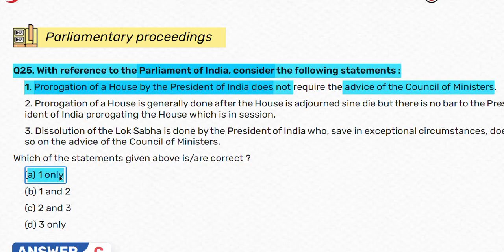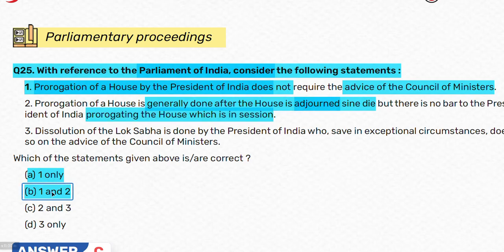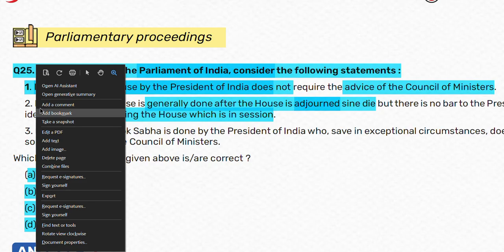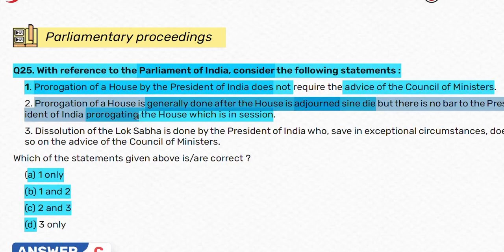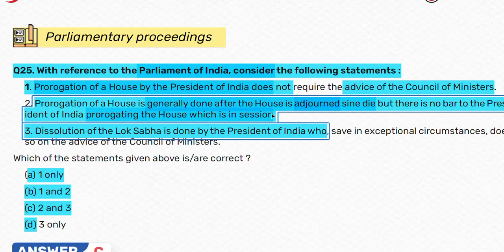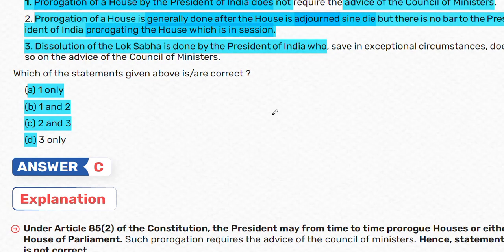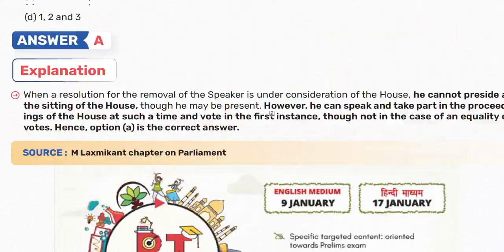So one has gone. Now we are left with C and D. Statement three is gone, so now see statement number two. Prorogation of the House is generally done after the House is adjourned sine die, but there is no bar to the President of India prorogating the House while it is in session. This is correct. This is taken from Lakshmikant. The same line you will find in Lakshmikant. So two and three, yes, C is the correct answer. Now let us see the next.